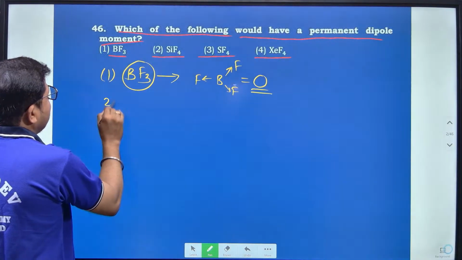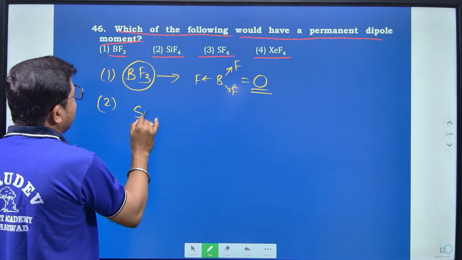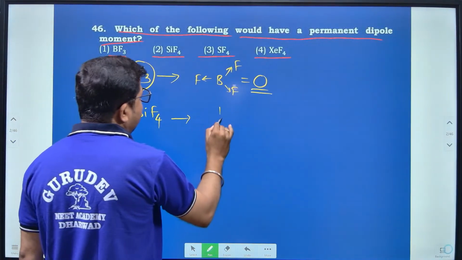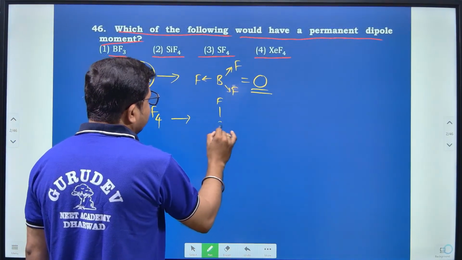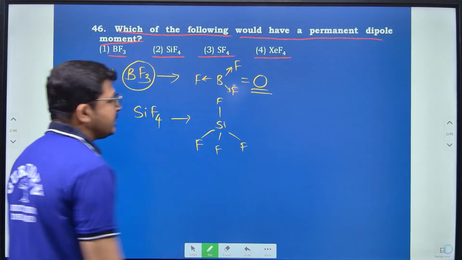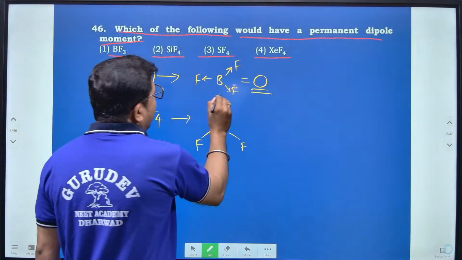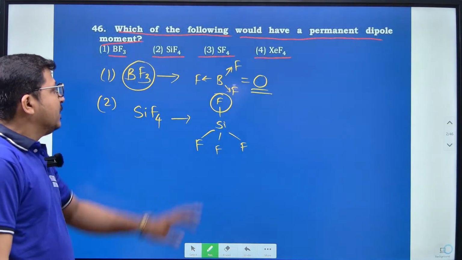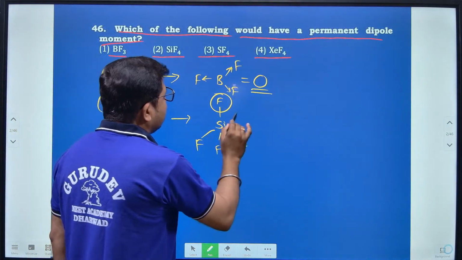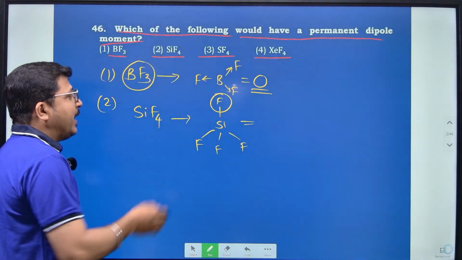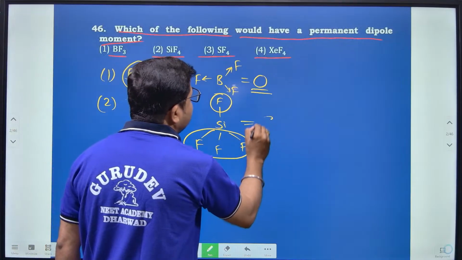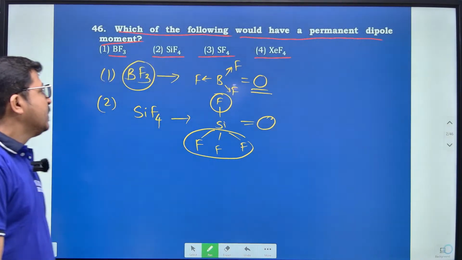And number 2, that is SiF4. SiF4 has a tetrahedral structure, and the bond dipole moments of the fluorine atoms cancel each other to 0, hence the dipole moment of SiF4 is also 0.